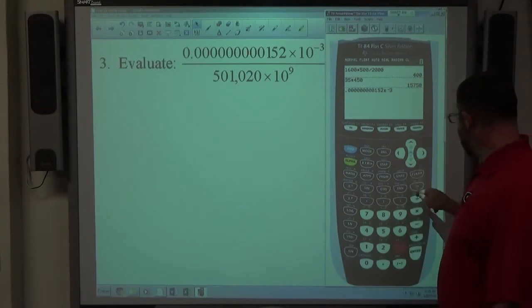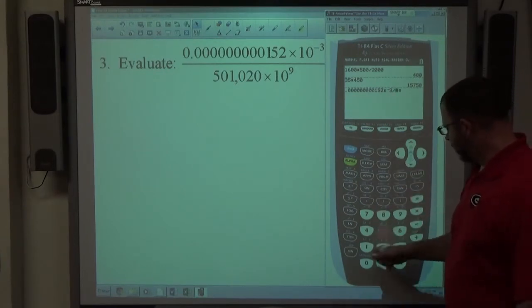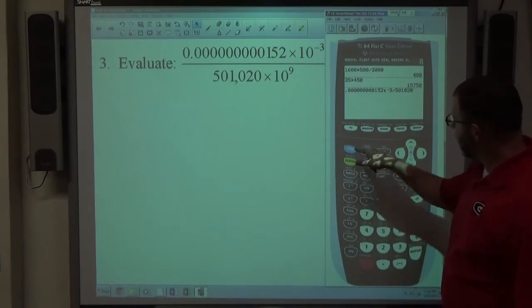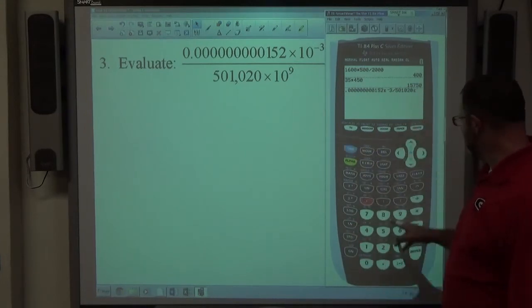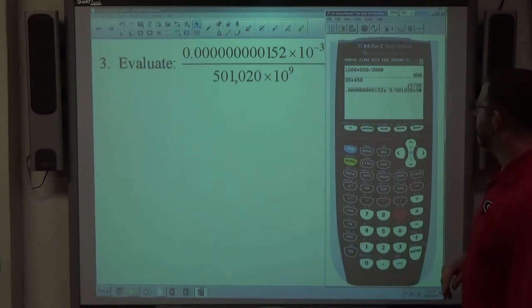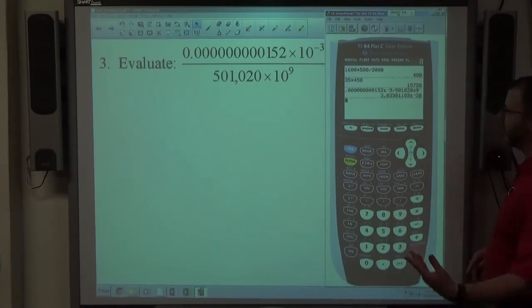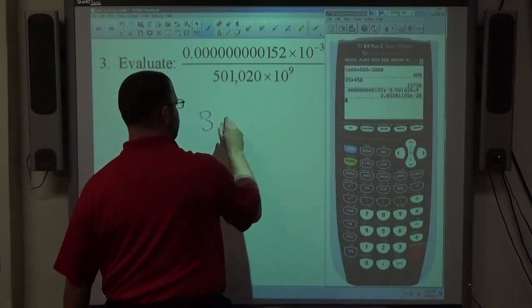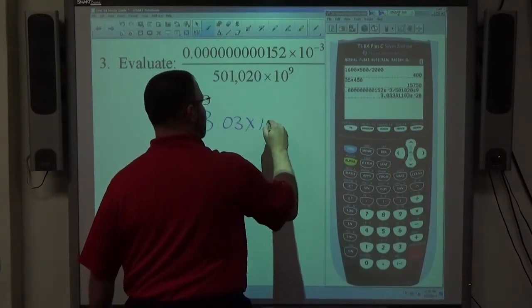then we divide that by 501,020 times 10 to the ninth, which again is second comma, brings up the E, and then you put in the power of 10. Okay, that's all that has to be typed in, hit enter, and it gives you the answer. So 3.03 times 10 to the negative 28th power.